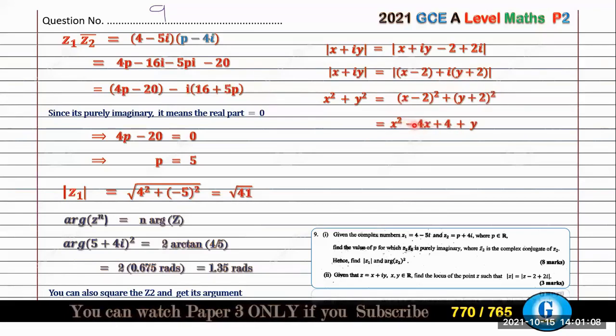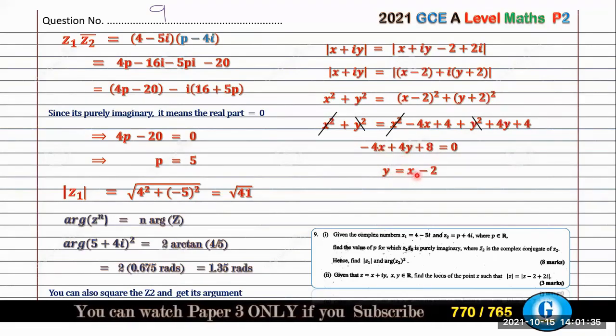We have x squared minus 4x plus 4 plus y squared plus 4y plus 4. And these terms will cancel out, x squared on both sides as well as y squared. We are left with minus 4x plus 4y plus 8 equals 0. We bring like terms together. And this gives us an equation of a line. When we simplify, we have y is equal to x minus 2.